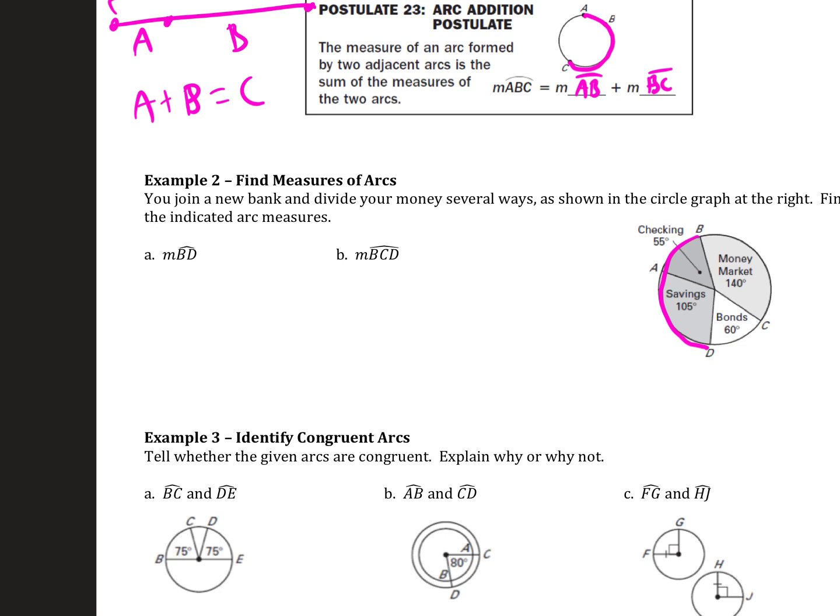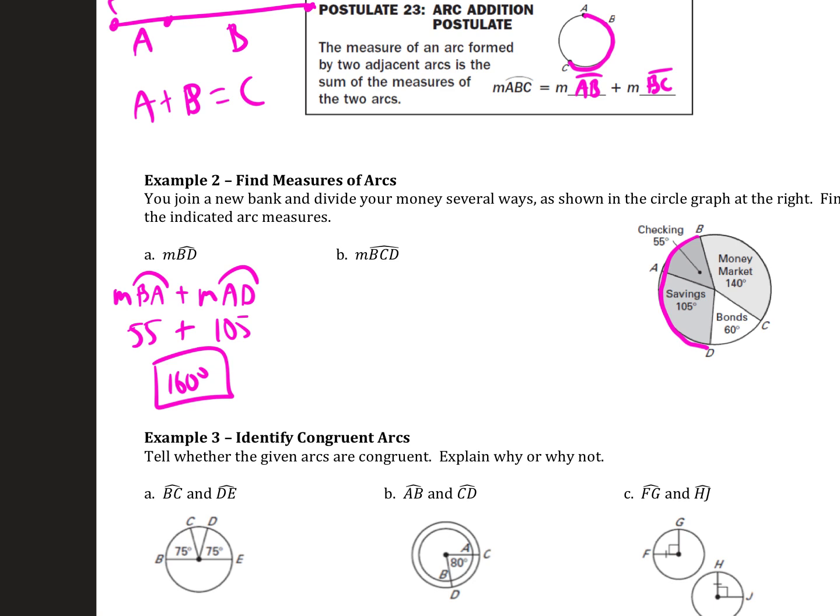So what makes up BD? We have the measure of arc BA plus the measure of arc AD. So that's going to be 55 plus 105, which equals 160 degrees.